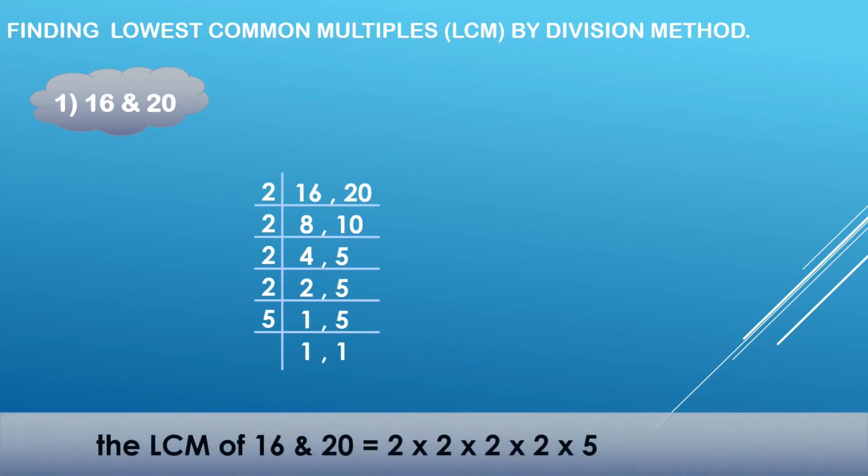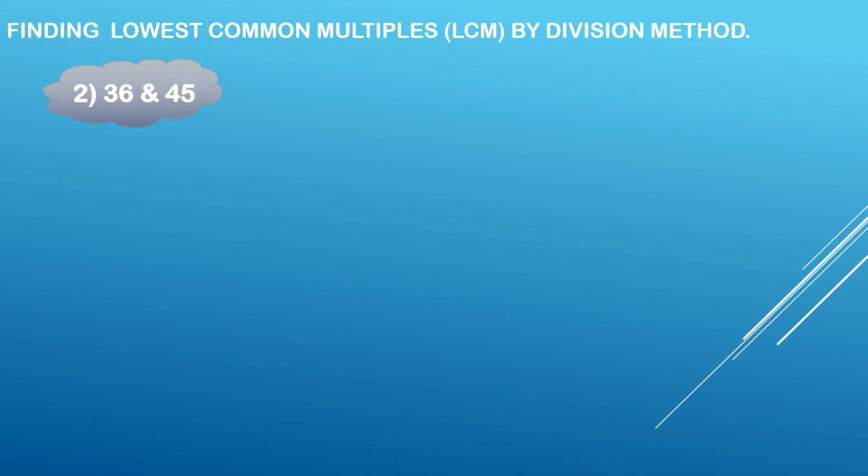So the LCM of 16 and 20 is equal to 2 multiplied by 2 multiplied by 2 multiplied by 2 multiplied by 5. Now do the multiplication. We get 80. Thus, the LCM of 16 and 20 is equal to 80. Let's try one more question. Find the LCM of 36 and 45 by the division method.